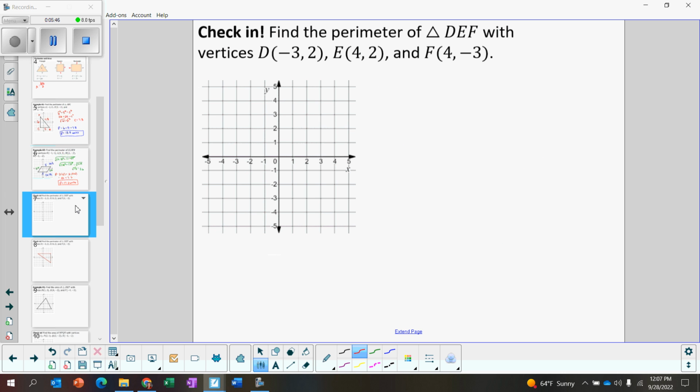All right, you're going to try the next one. Pause it, and then you can check your answer when you're ready.